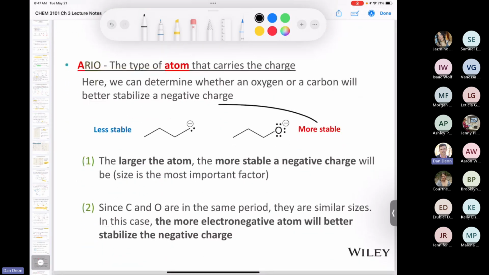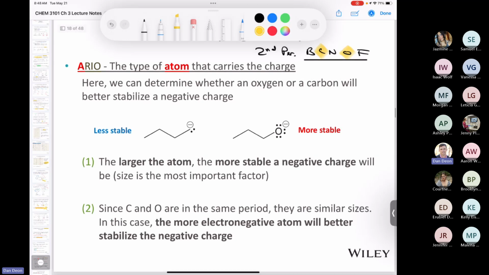If you look at these two conjugate bases, okay, one has a negative charge on a carbon, which is here, and the other one has a negative charge on an oxygen. Well, if we compare these two atoms, we know that they're in the same period. So we have boron, carbon, nitrogen, oxygen, fluorine, like this, okay? These are in the second period, okay? We're comparing a negative charge on carbon and a negative charge on oxygen.